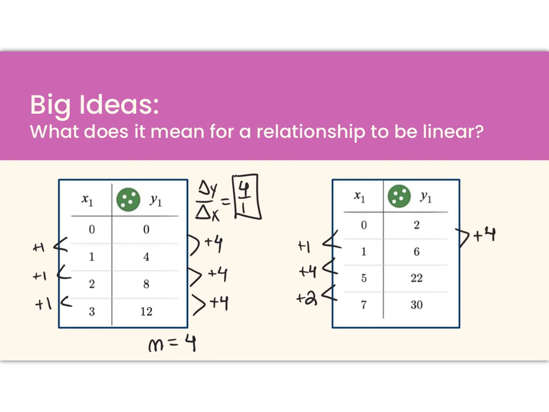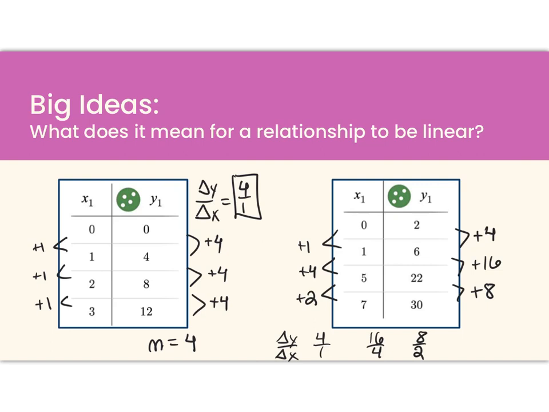So let's see, this row in the y's changes by 4, and this one changes by 16, and that's an increase of 16, and then here we have an increase of 8. So now I have 3 different ratios comparing my change in y to my change in x, right? So I have 4 over 1, and I have 16 over 4, and I have 8 over 2. And what I'm wondering is, are those the same or are those different?